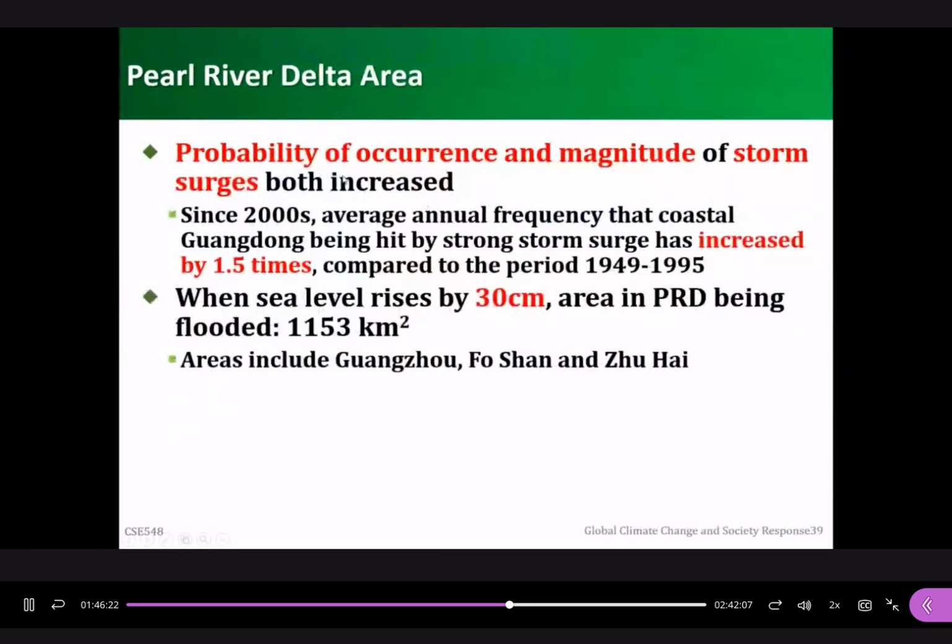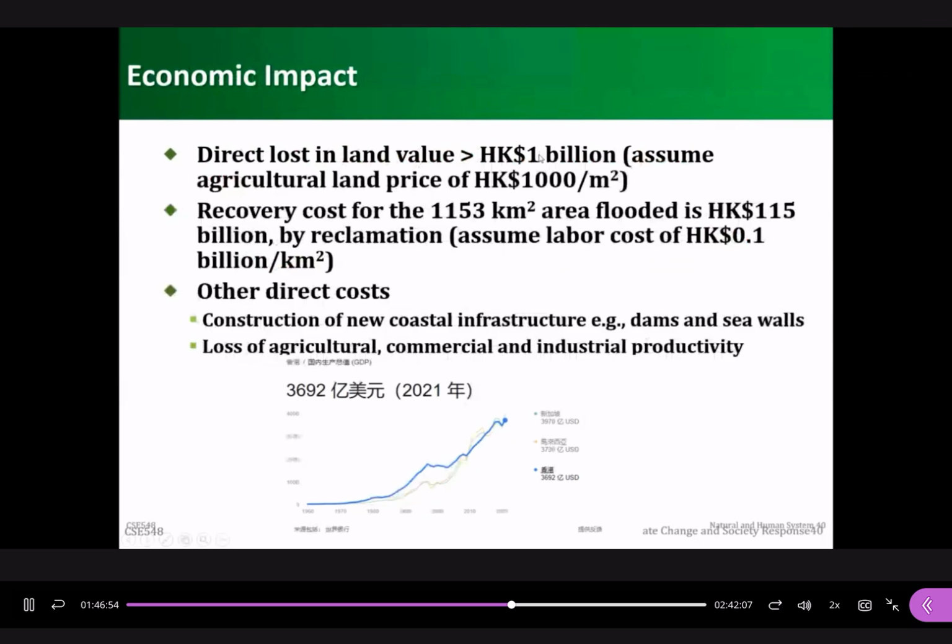Here is some estimation about the economy loss from the storm surges in the past. You can see the frequency is increased by 1.5 times. If the sea level rise is 30 centimeters, the areas being flooded will be around 1,000 square kilometers. And here is the economy loss, larger than 1 billion loss. And the recovery cost for this area will be 100 billion. And there will be other direct costs, such as the construction of the new dams, seawalls, the loss of agricultural or commercial industry productivity. So it means there will be great loss from the sea level rise.